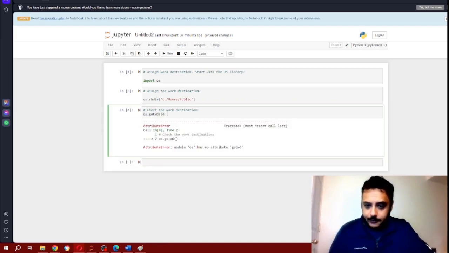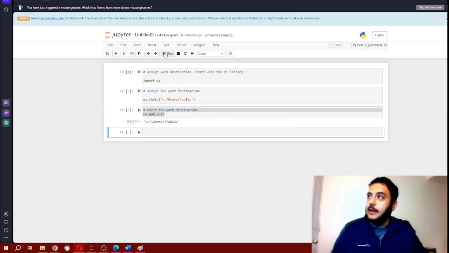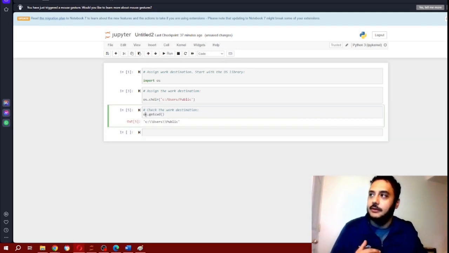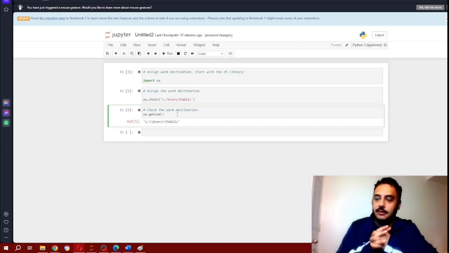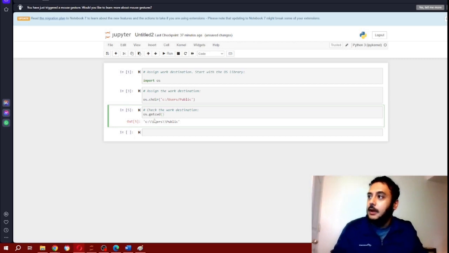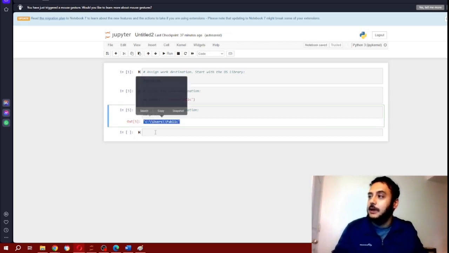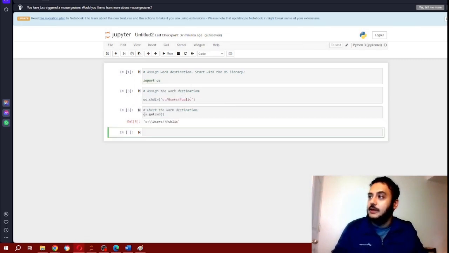Oops, getwd is in R, so getcwd is in Python, and you also have to use the name of the library as a prefix. So sometimes I mix up between Python and R. The syntax are quasi similar, so bear with me. All right, so this is the destination that we have based on what we assigned earlier.